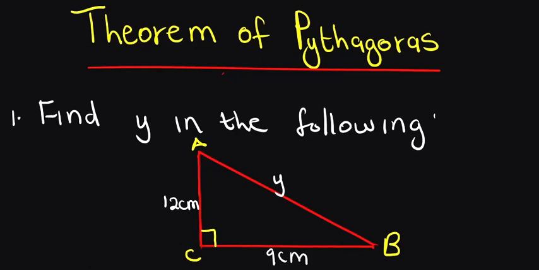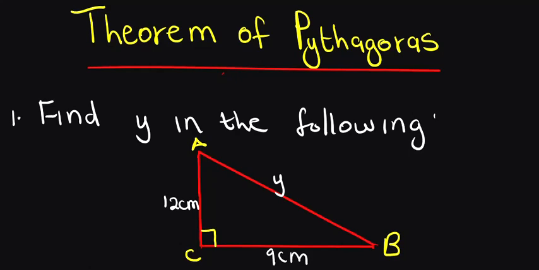That's very important. And also you must know that you can only apply the theorem of Pythagoras in a right-angled triangle. You cannot apply the theorem of Pythagoras in a scalene triangle, in an isosceles triangle, etc. But you can only apply the theorem of Pythagoras in a right-angled triangle only.